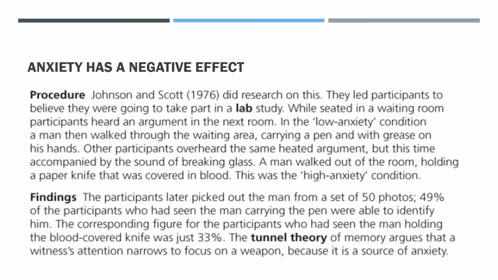So even when it was a low anxiety condition, only 49% actually remembered and could identify who it was, which shows that generally eyewitness testimony was not that good. However, it does have an increase upon the high anxiety condition, so this suggests that anxiety has a very negative effect and reduces accuracy of eyewitness testimony. So pause the video, write yourself some notes on this. Don't write it word for word.